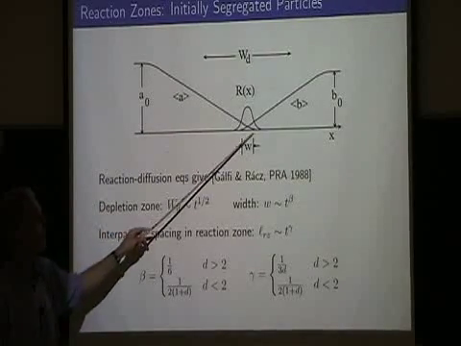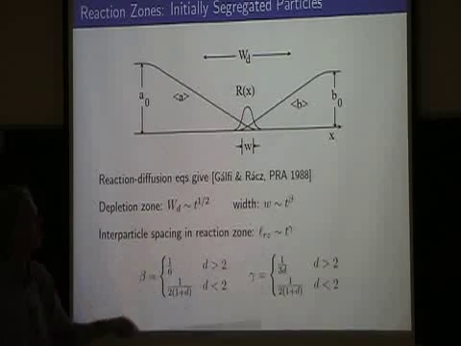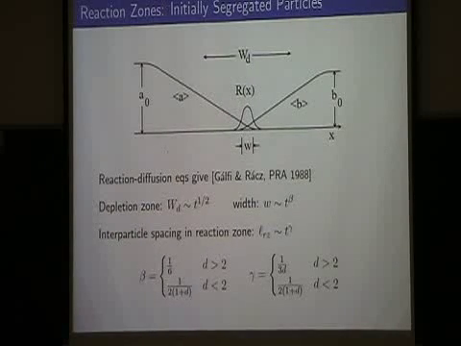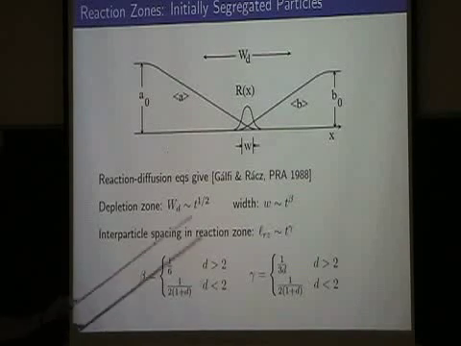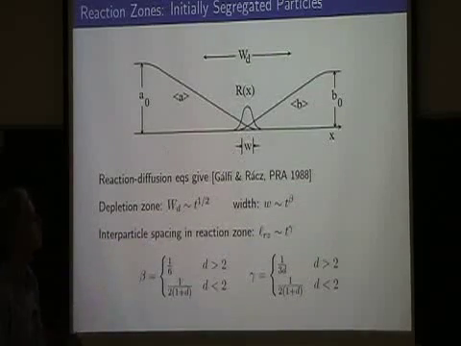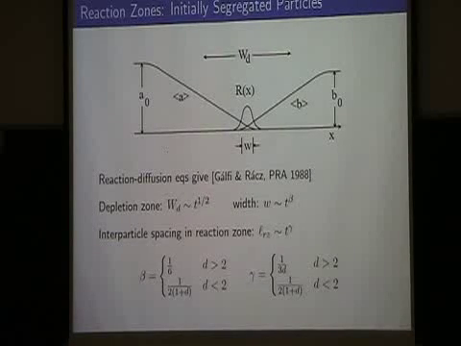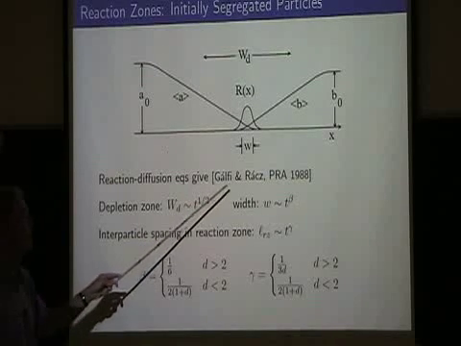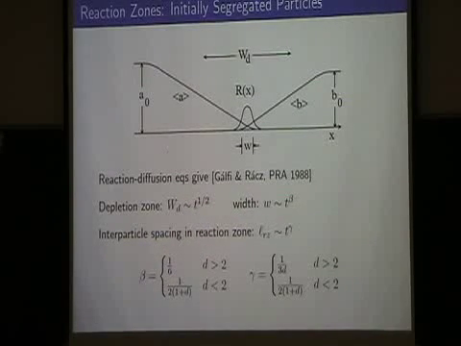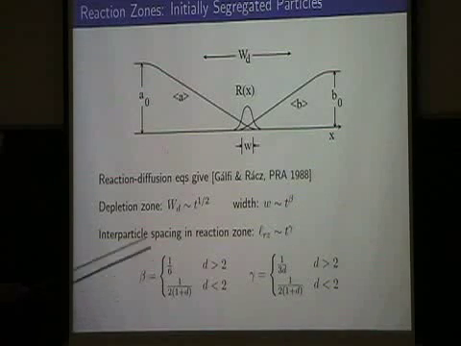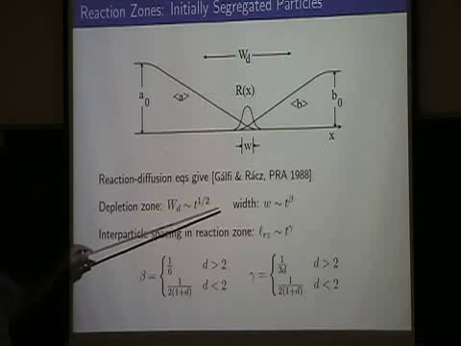Now in here, the A and the B meet, and we have reactions occurring. R of x is a rate of reaction as a function of x. Or if we were doing A plus B goes to C, we could talk about a rate of production of C. Where is C being produced? And you can study this at the reaction diffusion equation level, and that was first done by Galfi and Raj. And it's actually surprisingly complicated analysis. I mean, that was probably the most complicated mean field analysis I've ever done. Just following what they did was the hardest I've ever done.